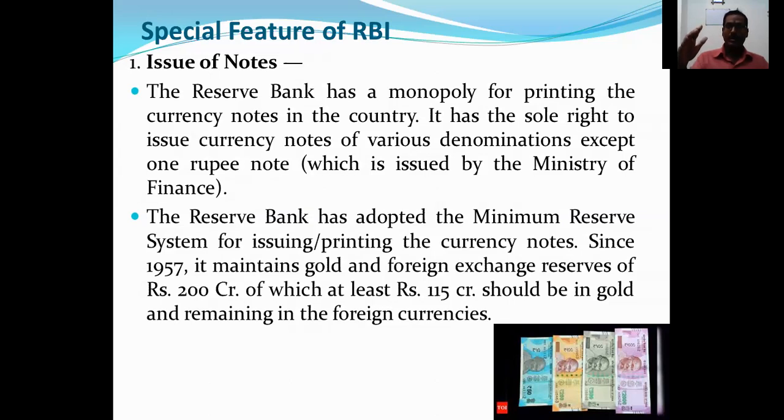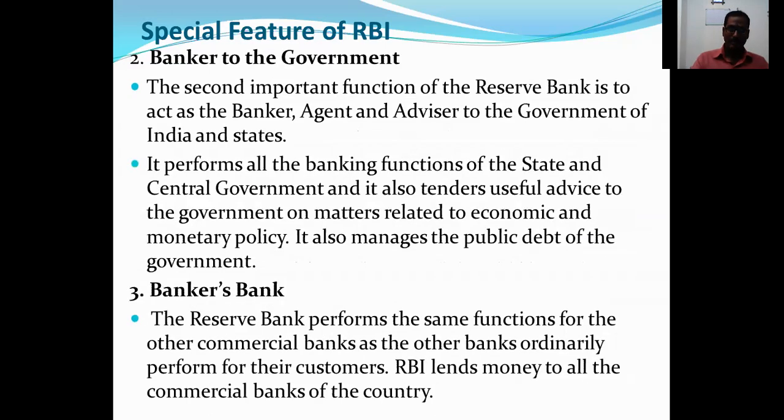In some countries this reserve should be fully gold, or gold and foreign currency. In India, starting 1957, they maintain 200 crore. Out of 200 crore, 150 is in gold. They have to have gold bars, and the balance they store in the form of foreign currencies, usually US dollars.